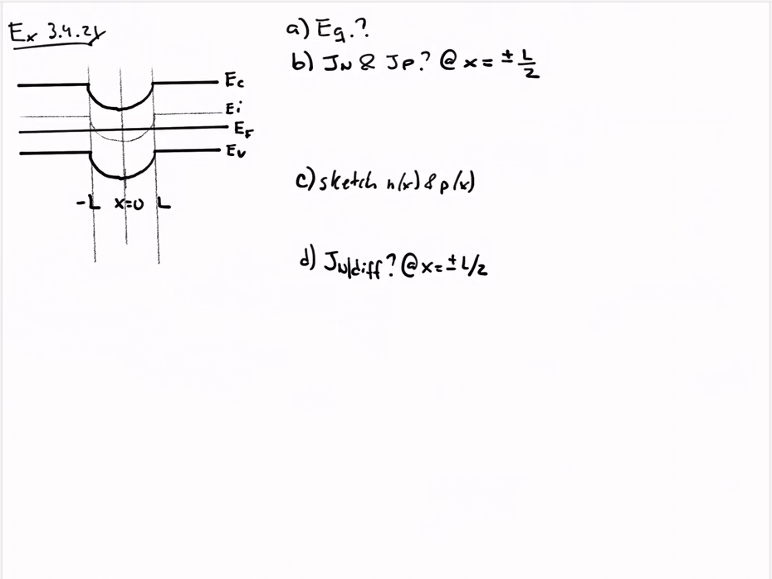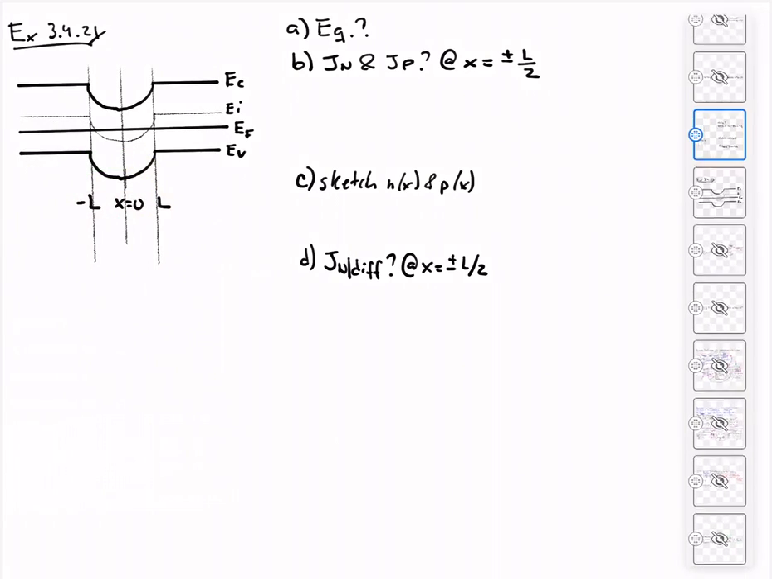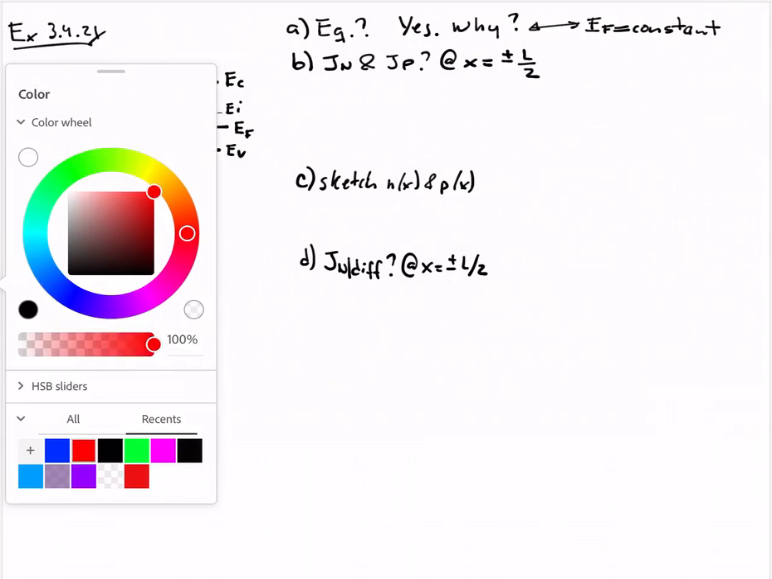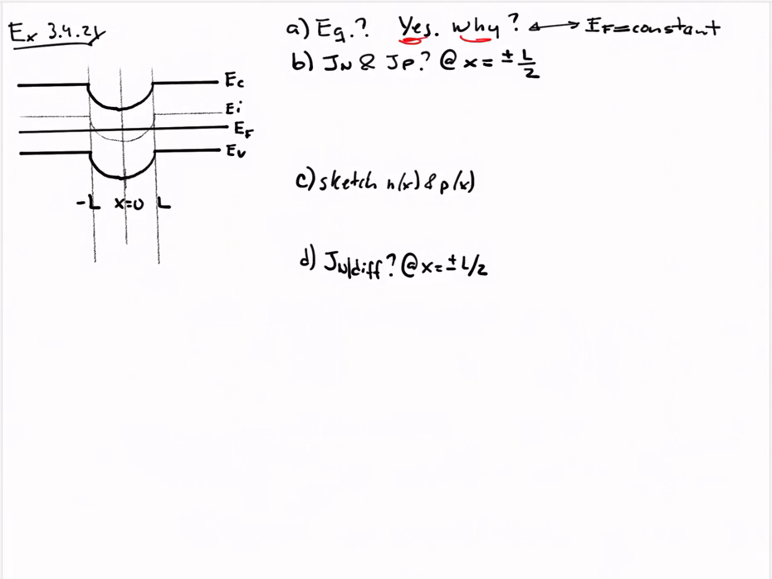So, what they ask is if it's under equilibrium conditions, which it happens to be, as I already explained, why? And they actually ask us also why, which we already answered. And, well, let's write down the reason. I have my glove on now. Yes, it is. It's under equilibrium conditions. Why? Because the Fermi level is constant. That's very easy. Now, second question.